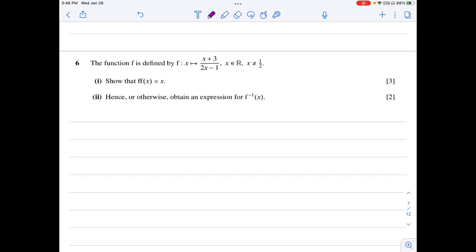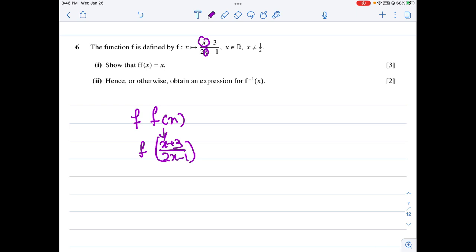The function f is defined such that f of x is equal to x plus 3 upon 2x minus 1. Find f of f of x. f of x is nothing but what? x plus 3 upon 2x minus 1. Now in f of x, wherever x is there, I am going to substitute that fraction. So first, what am I doing? Once again, let us go slowly.